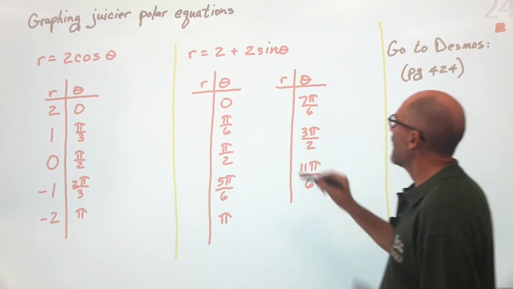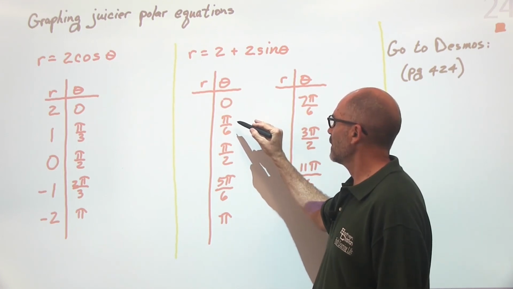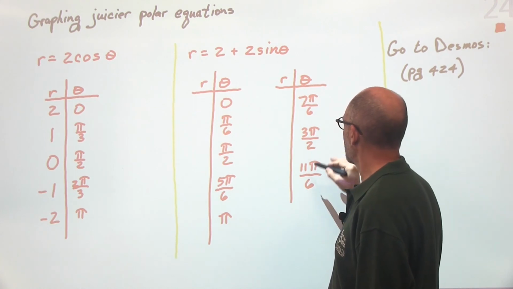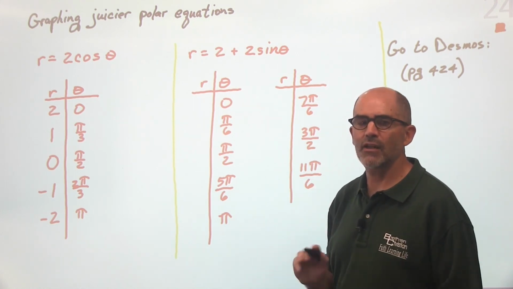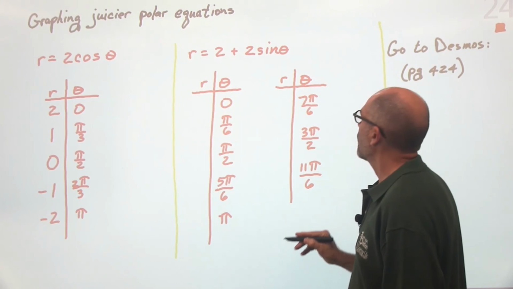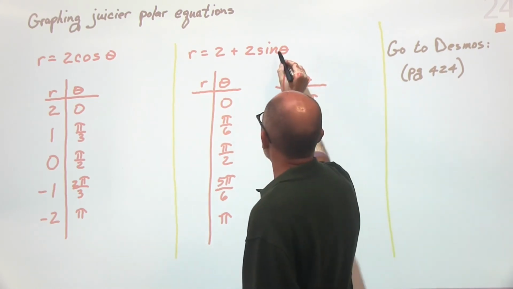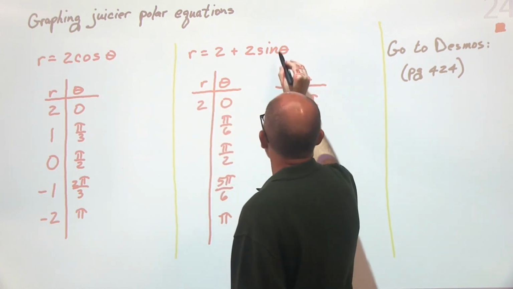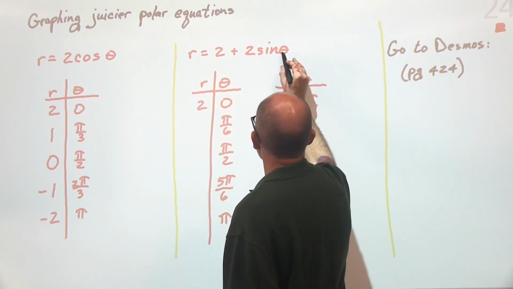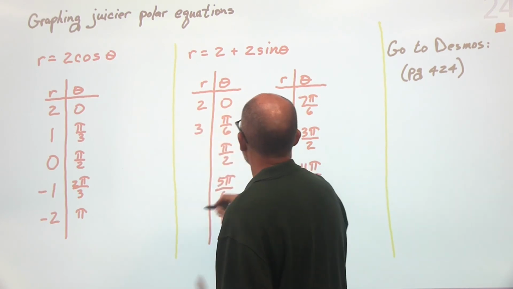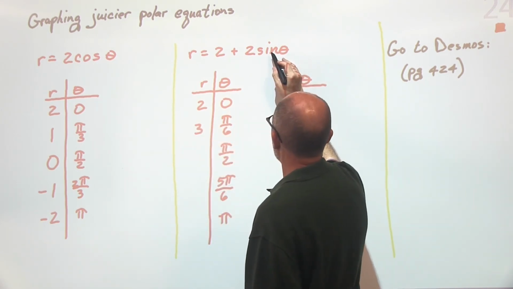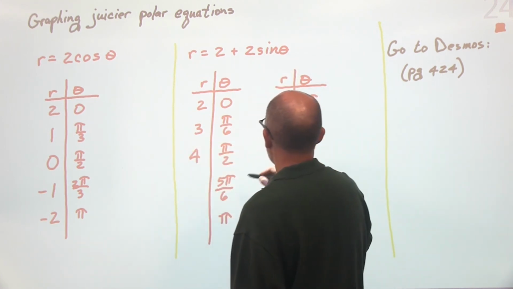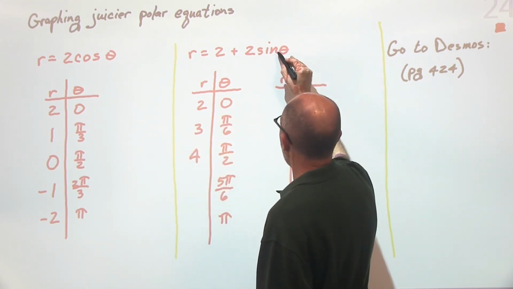Now, remember, I'm going to pick the things convenient for sine, which is pi over 6, 5 pi over 6, 7 pi over 6, and 11 pi over 6, because I'm not dealing with square root of 3 over 2. Okay, so sine of 0 is 0. 2 plus 0 is 2. Sine of pi over 6 is a half, 2 times a half is 1. 2 plus 1 is 3. Sine of pi over 2 is 1, so I have 2 plus 2 is 4. Then 5 pi over 6, I'm back to 1/2.